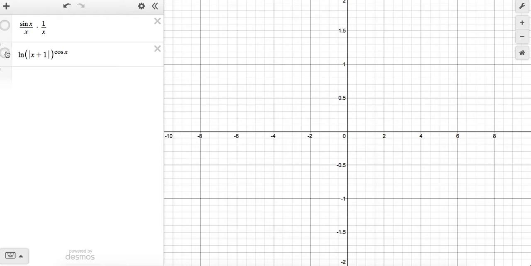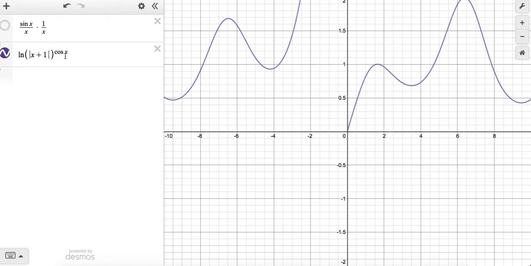Taking a look at the other one, log of absolute value x plus 1 to the power cos x. When we look at this, as it approaches 0 from the positive side, we can see that it's definitely approaching 0, so our value of 0 is justified. Notice that we can't approach it from the left-hand side, so we needed a one-sided limit.